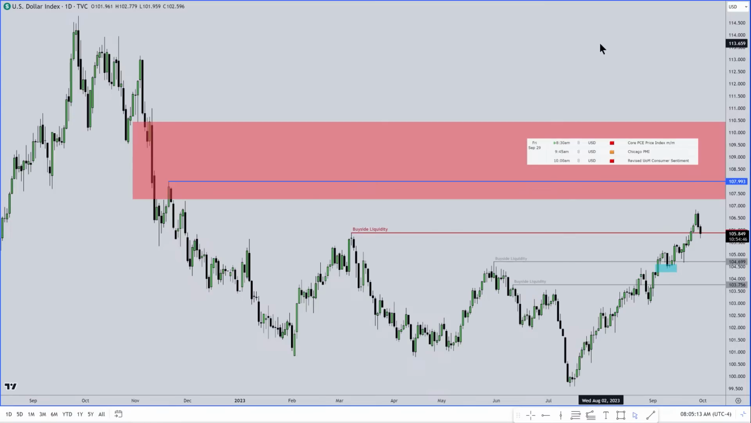Today, we're just going to go briefly through, but reminding you that there are two economic drivers coming out. At 8:30, in about 19 and a half minutes, we will see the core PCE price index, and then at 10 a.m. the revised consumer sentiment number. So we'll probably see some volatility around the 10 o'clock hour. You'll probably get a pretty good silver bullet setup during the 10 o'clock to 11 o'clock hour.